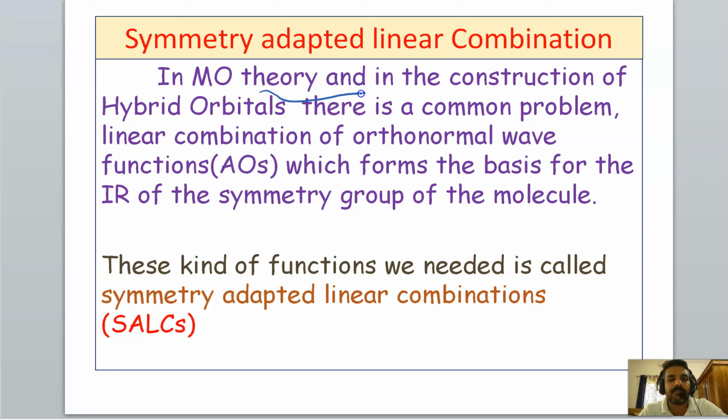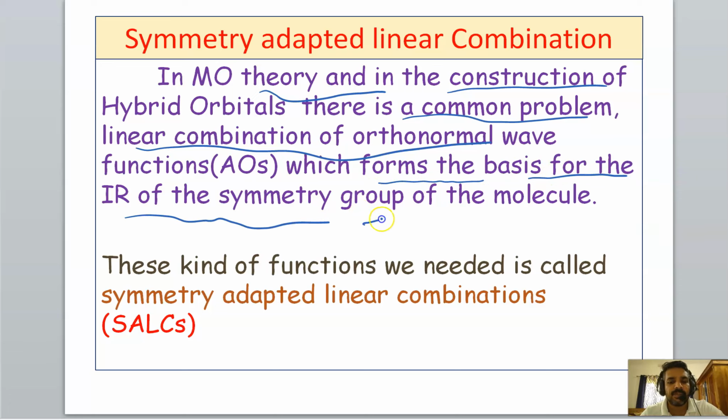In MO theory, in the construction of hybrid orbitals, and also in the case of vibrational modes, there is a common problem. That is, we have to construct a linear combination of orthonormal wave functions or atomic orbitals, which forms the basis for the irreducible representation of the symmetry group of the molecule. That is in molecular orbital theory and hybridization. And we have to construct a linear combination of orthonormal wave functions that is adapted to the symmetry characteristics of the molecule.